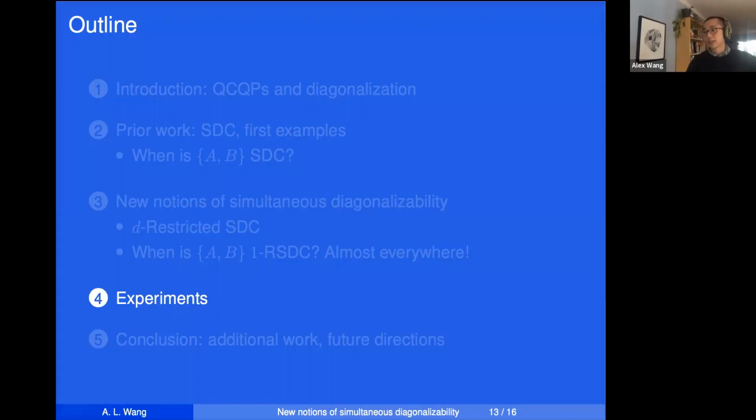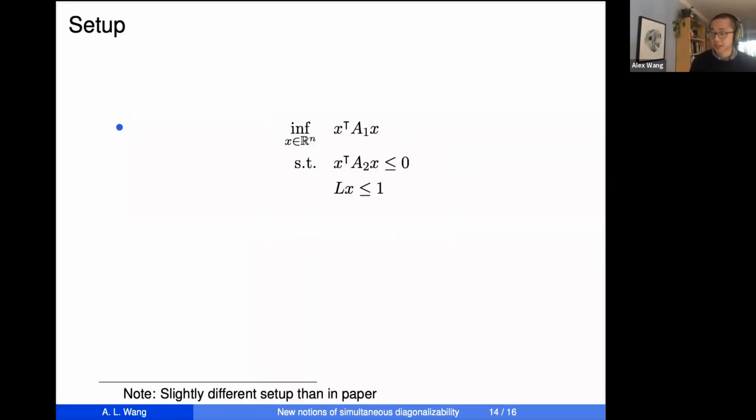Okay, so now I'm going to move on to some numerical experiments where we try to apply some of this one RSDC construction, which I just showed to you. We're going to generate some random QCQPs of this form. I'm going to try to minimize some quadratic form, x transpose A1 x, subject to the constraint that x transpose A2 x is non-positive. Furthermore, I'm going to require x to live in some polytope.